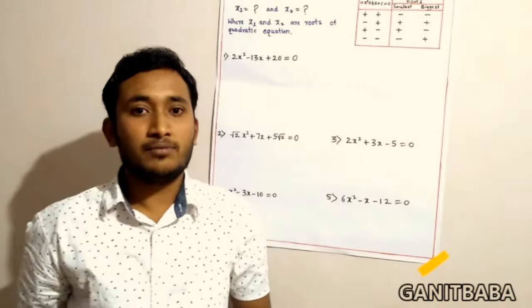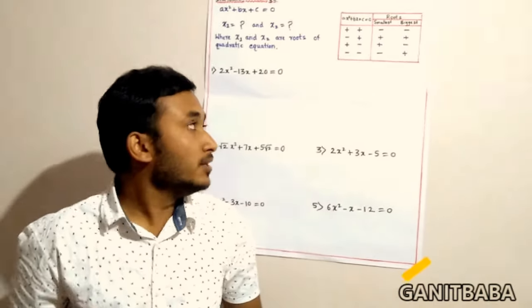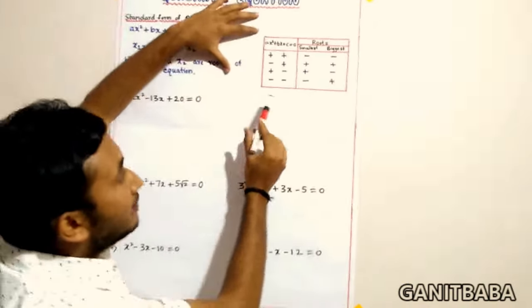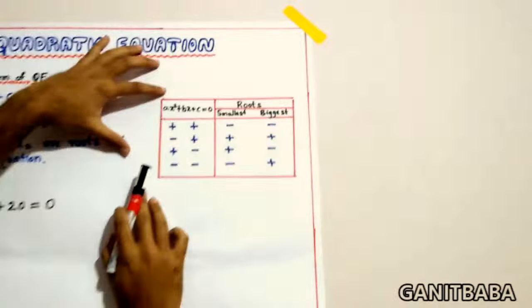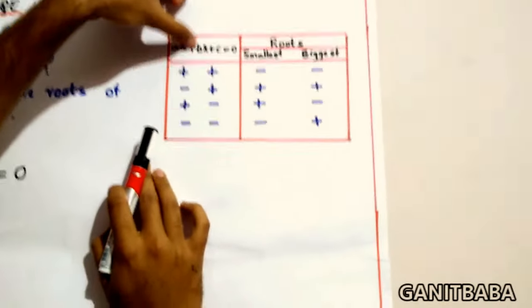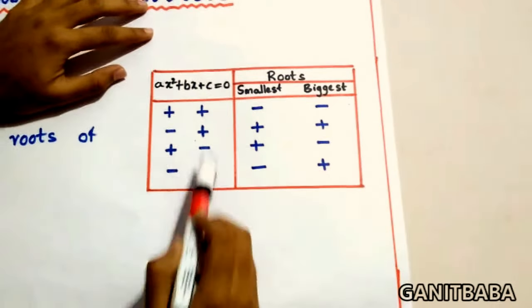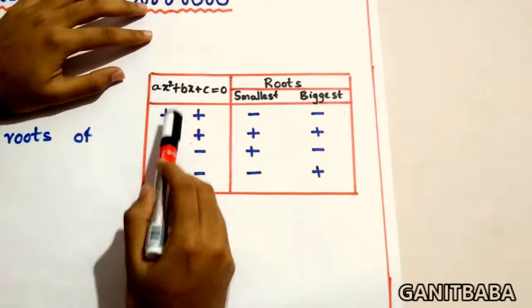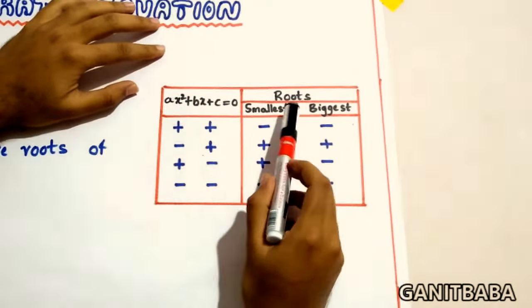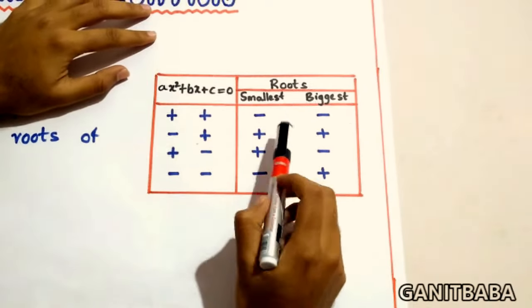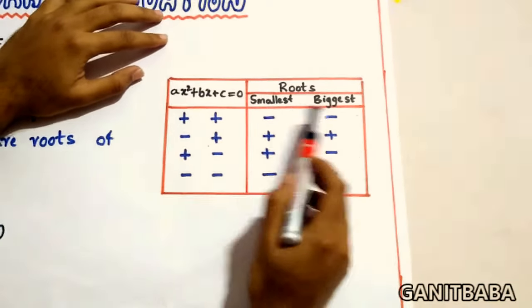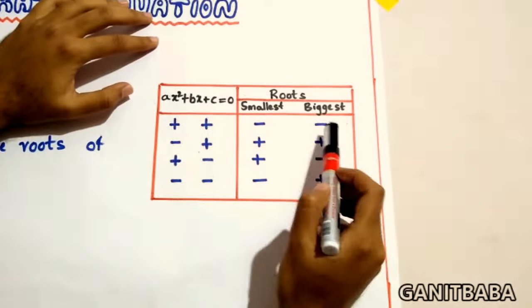Here, one very important thing we need to know, that is in the right corner I had put one table. Here, this is ax square plus bx plus c equal to 0, and the left block indicates the signs of the b and c, and the right block indicates the signs of the roots. This is smallest root and biggest root sign.